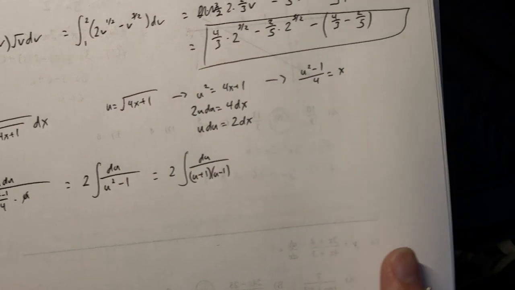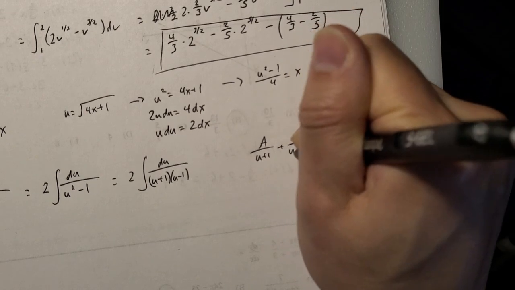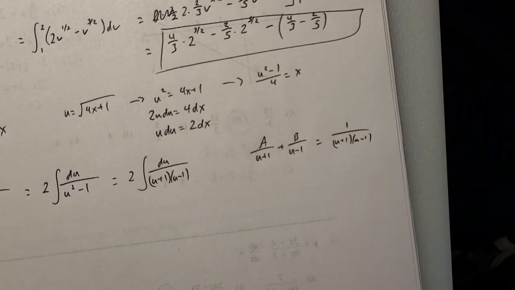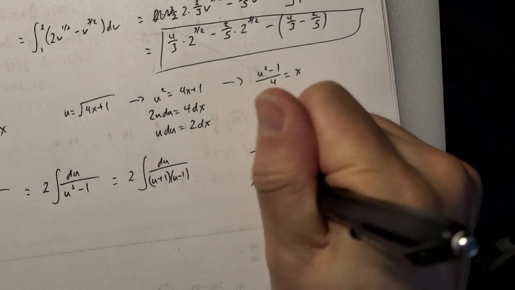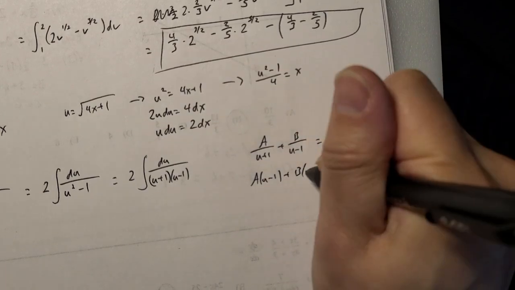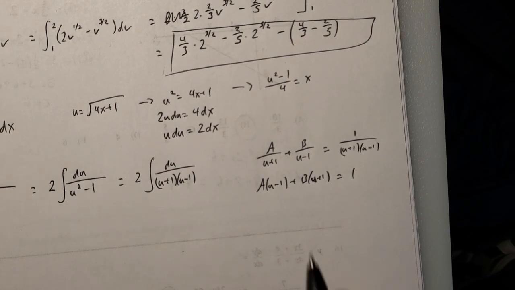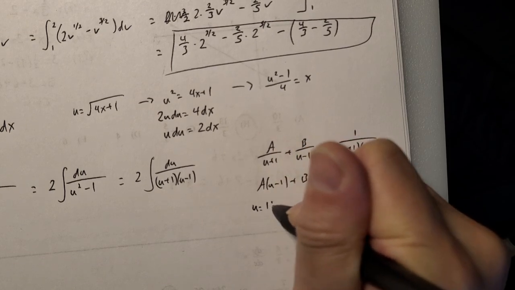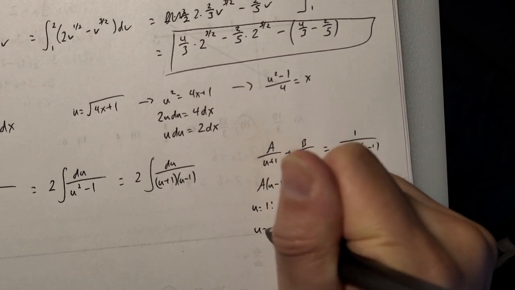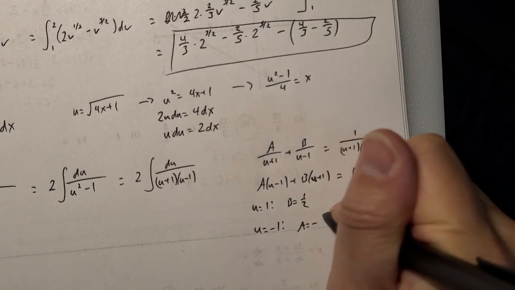I believe I saw this in a previous video, but I'll do it one more time. We can break it up as a over u plus 1 plus b over u minus 1 is equal to 1 over (u plus 1)(u minus 1). Okay, multiply both sides by the denominator: a(u minus 1) plus b(u plus 1) is equal to 1. I'm going fast here because I've done this before. And you can always watch my crash course video on partial fraction decomposition. Okay, we plug in u as 1 because this will go away. 2b is 1, b is half. u is minus 1, we plug in. This will go away. Negative 2a is 1, a is negative half.